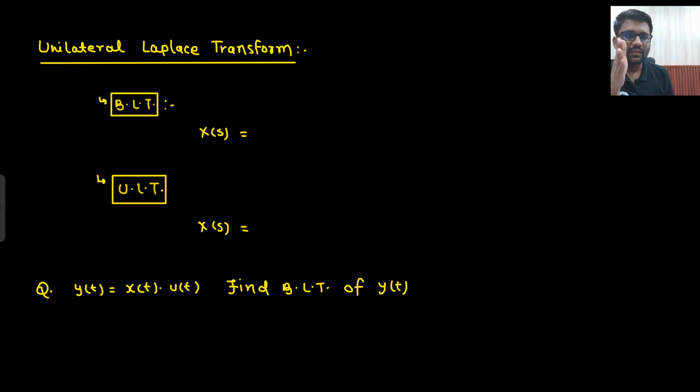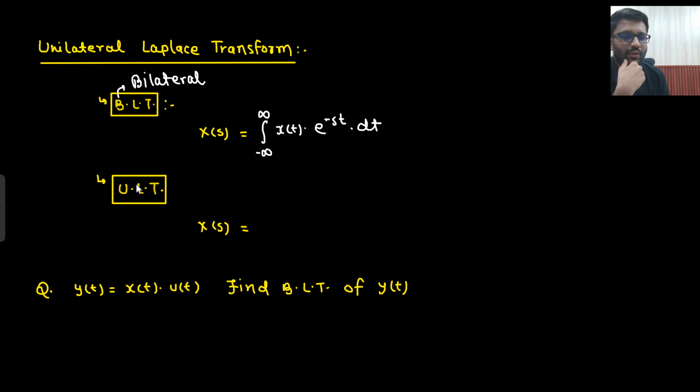In this chapter, till this point, whatever we have studied was the bilateral Laplace transform. What was the formula of X(s) in the first slide? Minus infinity to infinity x(t) e^(-st) dt. Now in the unilateral Laplace transform, what will we consider? The formula will go from 0 minus to infinity, x(t) e^(-st) dt.